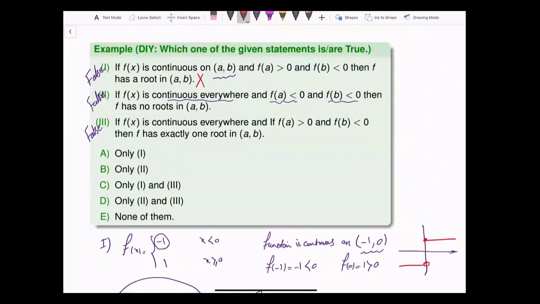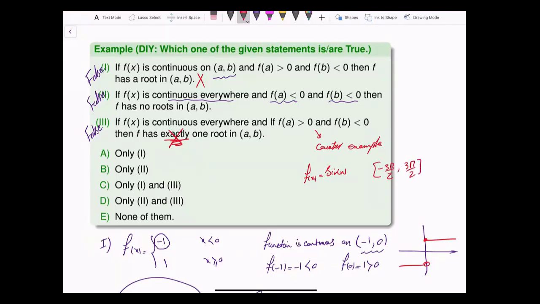And the third thing is that the IVT says that there exists at least one root. It doesn't say it has exactly one. So that is where this problem comes in. A counterexample is easy. Take sine x on the interval negative 3 pi over 2 to 3 pi over 2.